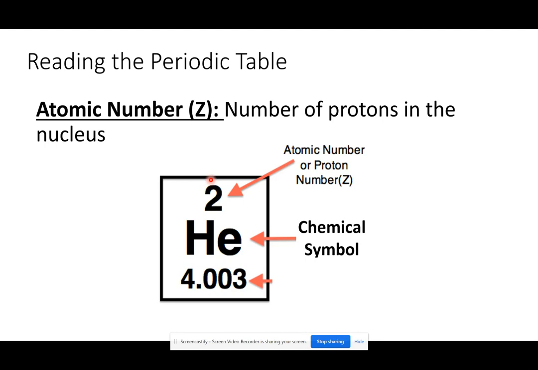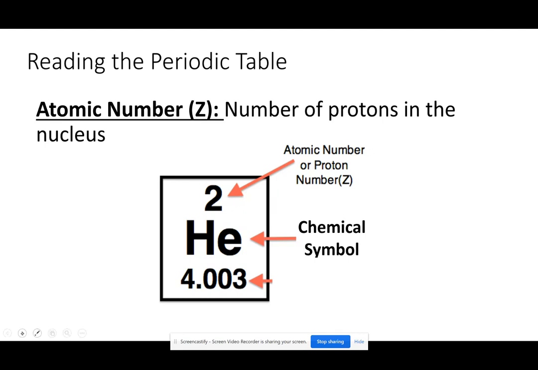And as you have discovered by going through the chapter, the number of protons is how we identify a particular element. So every atom of helium will always have 2 protons. Every atom of carbon will always have 6 protons. So that's how we define a particular element.